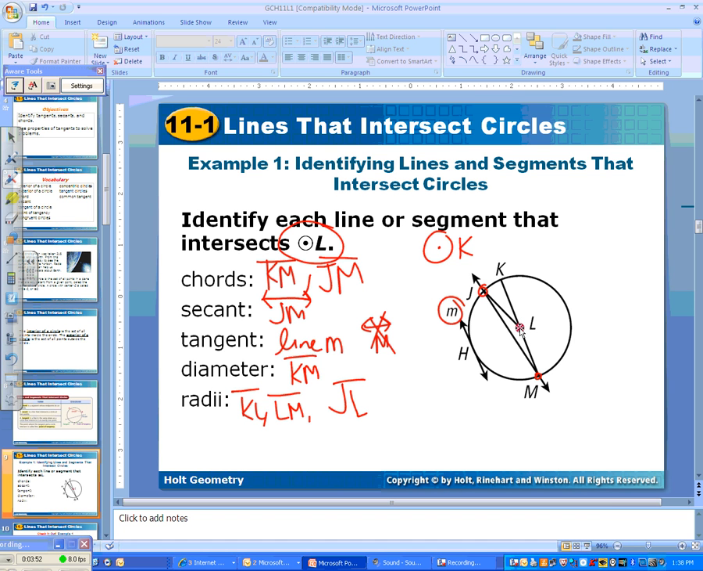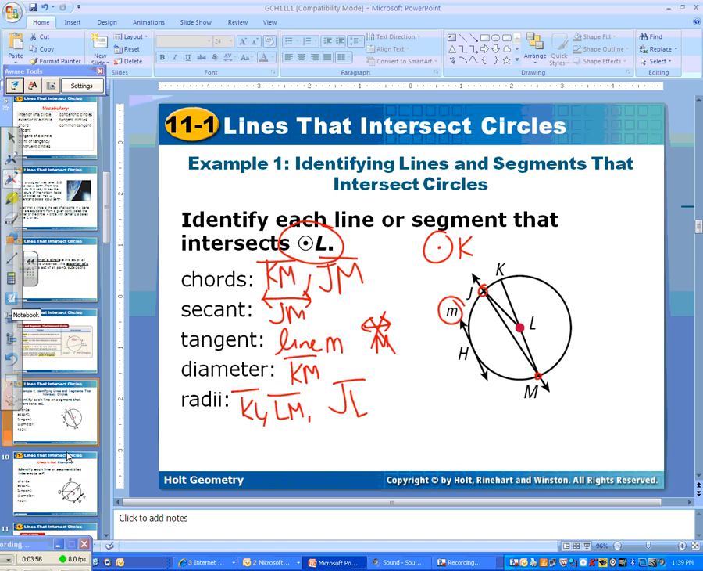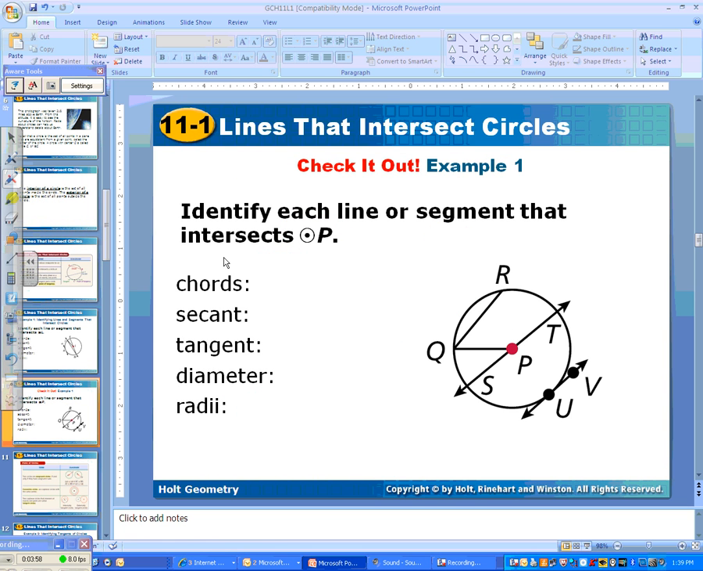Let's see, JL, is there any more? 1, 2, 3, I think that's it, just 3. Okay, so make sure you have the vocab down, answer this slide, and we'll check it when I come back on Monday. So what slide is that?